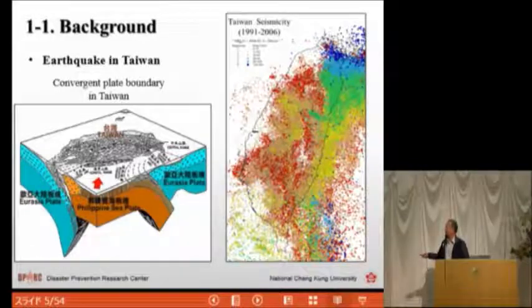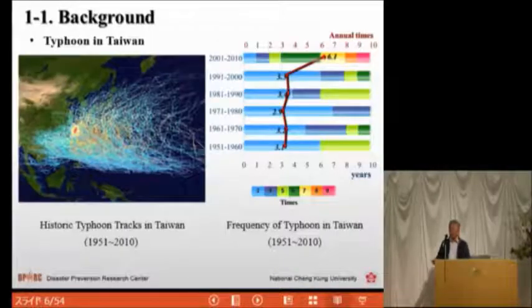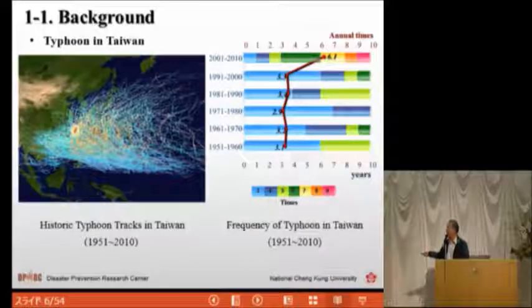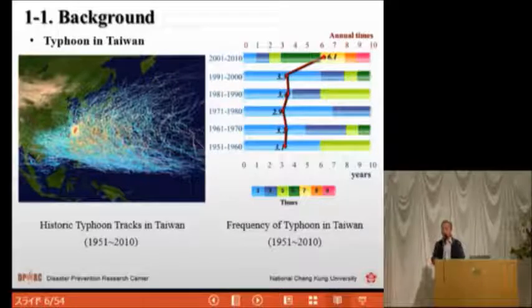Here is Taiwan. Unfortunately, there is a boundary of the Philippine Plate and the Asian Plate on the island, so we get a lot of earthquakes every year. And because Taiwan is an island, we also get a lot of typhoons. You can see this is the typhoon track during these 60 years in Taiwan. Every year we get 3 typhoons directly striking Taiwan, from 1906 to 2000, averaged 3 times per year. But after 2000, it suddenly became 6 times. Maybe it's climate change.